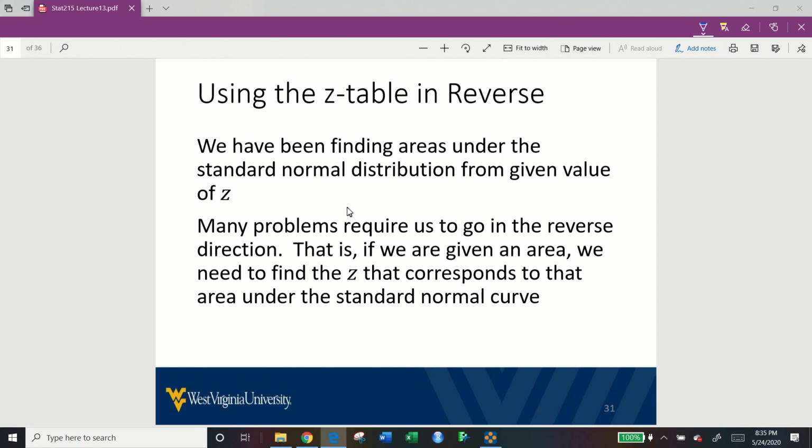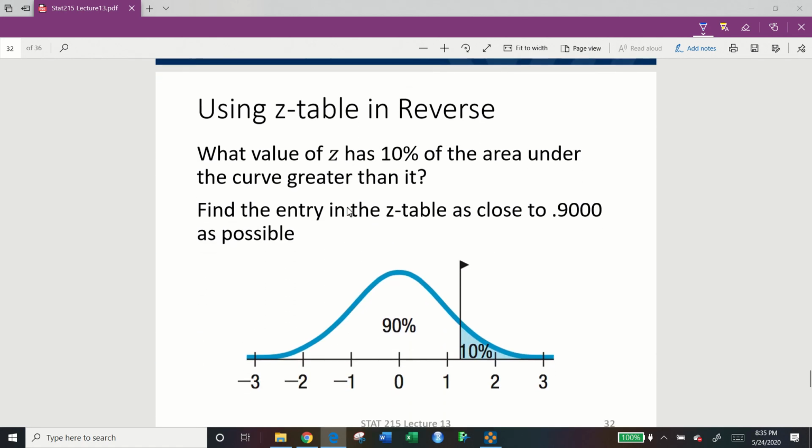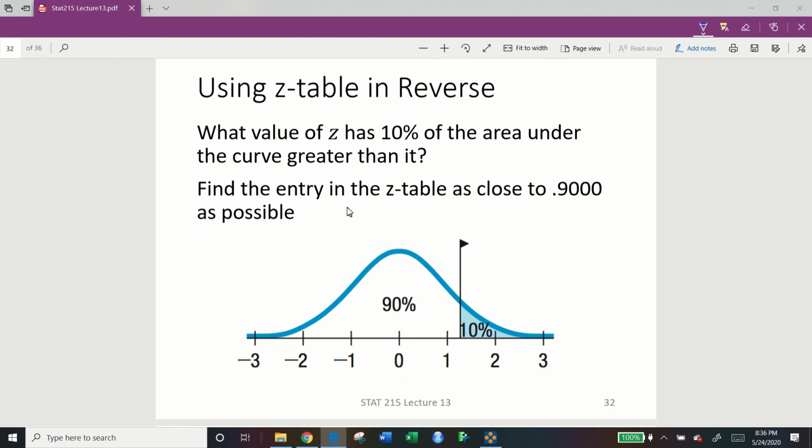So that is, we are given the area, and then we need to find the z-score that corresponds to the area under the standard normal curve. So let's talk about what that actually looks like. What value of z has 10% of the area under the curve greater than it?